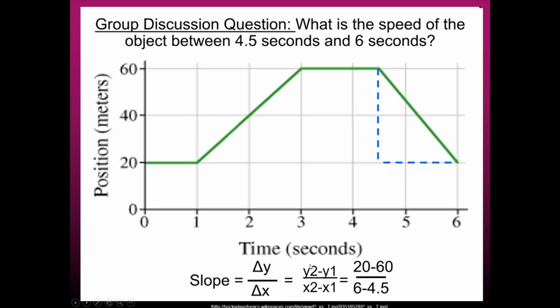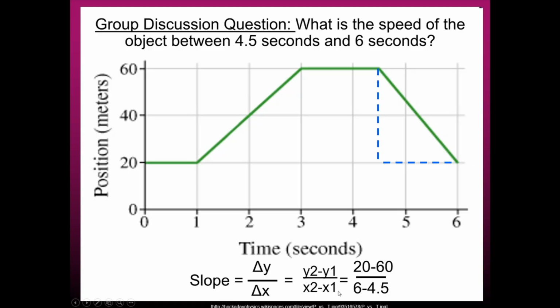Okay, so just to clarify, if this was point 1 and this was point 2, let's say we were taking the y2, so you go to point 2 and take the y component, so that would be 20. y1 comes from point 1, and the y component of point 1 was 60. So that's why we do 20 minus 60.